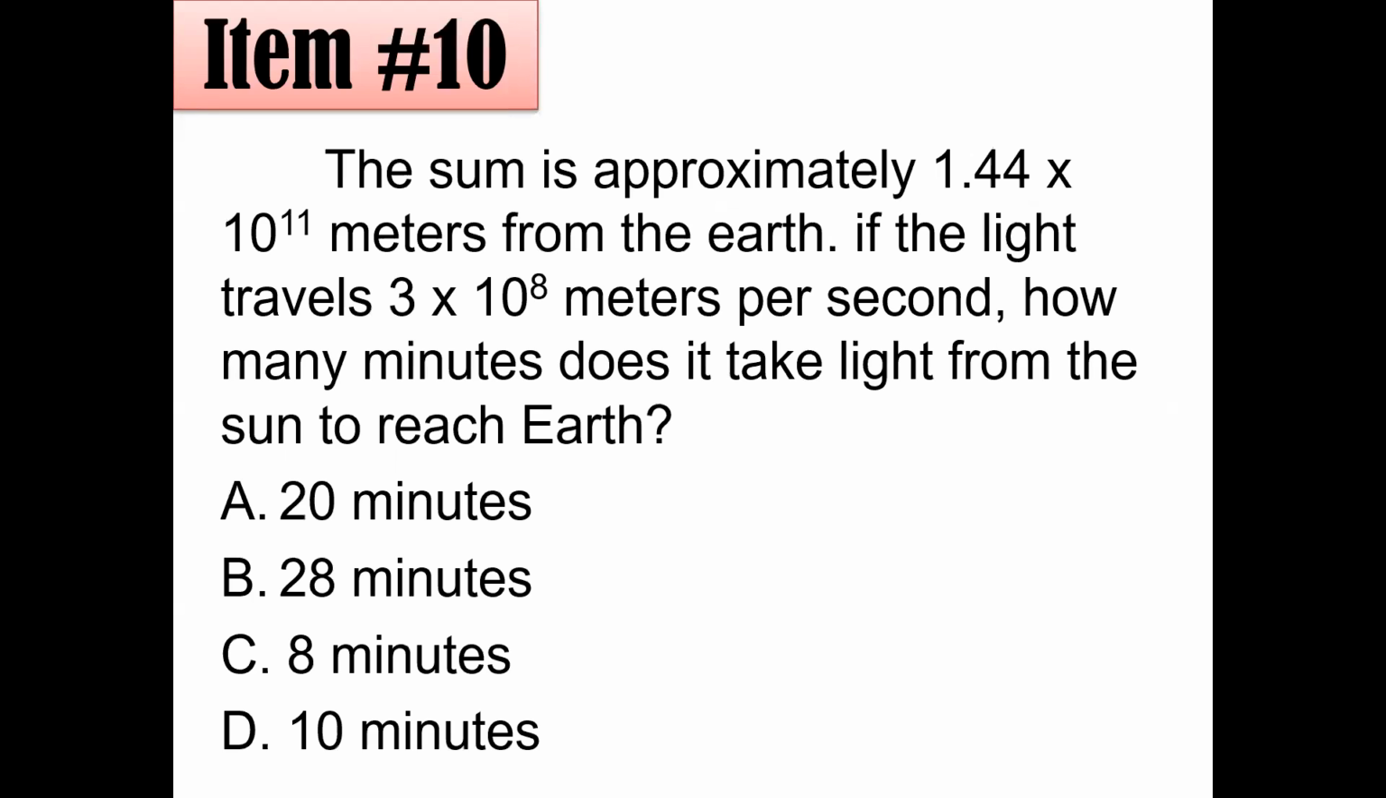Number 10. The sun is approximately 1.44 times 10 raised to 11 meters from the Earth. If light travels 3 times 10 raised to 8 meters per second, how many minutes does it take light from the sun to reach Earth? Is it A, 20 minutes, B, 28 minutes, C, 8 minutes, or D, 10 minutes?